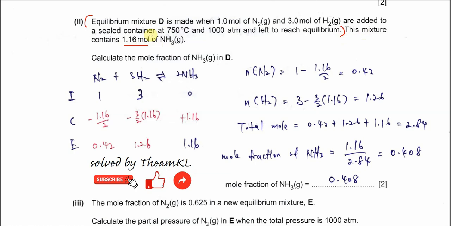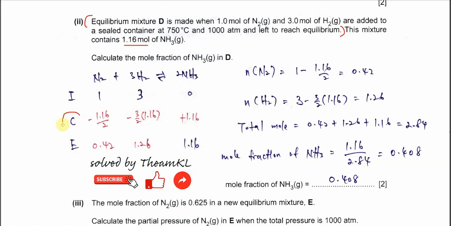From this information, you can construct the ICE table. You can just use the mole instead of the concentration. For the initial, it's 1 mole of nitrogen, 3 moles of hydrogen. Ammonia is not yet formed, so 0. For the equilibrium, we are already given 1.16 mole of ammonia. From here, we can do the comparison, or we can use the mole ratio.